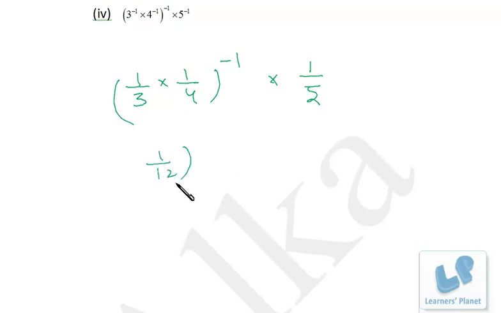Now 3 raised to minus 1, it's 1 by 3. 4 raised to minus 1 is 1 upon 4, and this is raised to minus 1, and 5 raised to minus 1 is 1 upon 5, right? So it is 1 upon 12 raised to minus 1 into 1 upon 5. Now to convert this minus sign to positive, just write the reciprocal of the number that is inside the bracket. So that's 12 raised to 1, that's 12 into 1 upon 5. So finally it is 12 by 5. Okay.